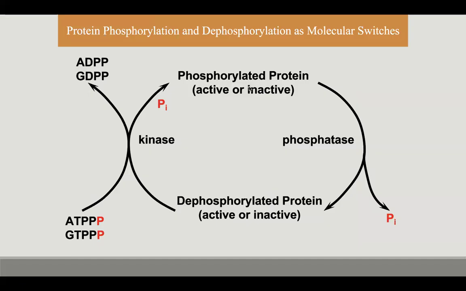Eventually, how do you get rid of that phosphate though? You have an enzyme known as phosphatase. Phosphatase gets rid of the phosphate on that protein, so that protein becomes dephosphorylated. It returns to its original state, which was either active or inactive. It depends on the protein itself.